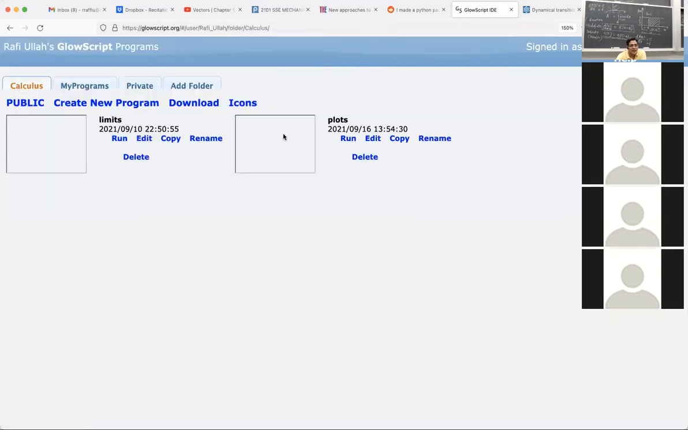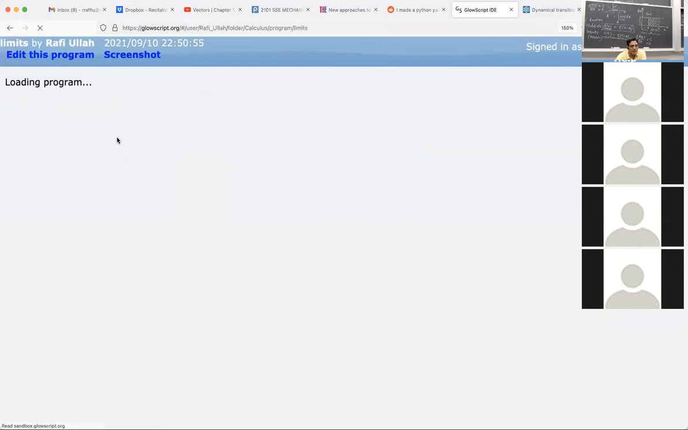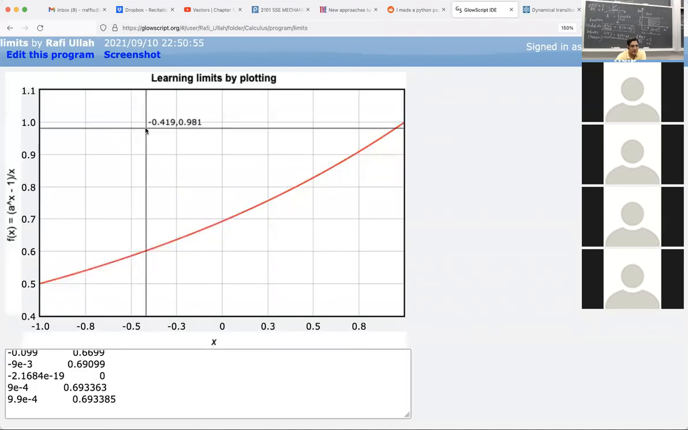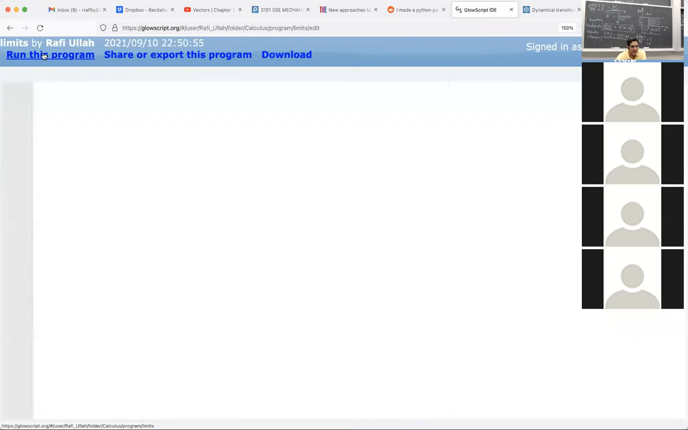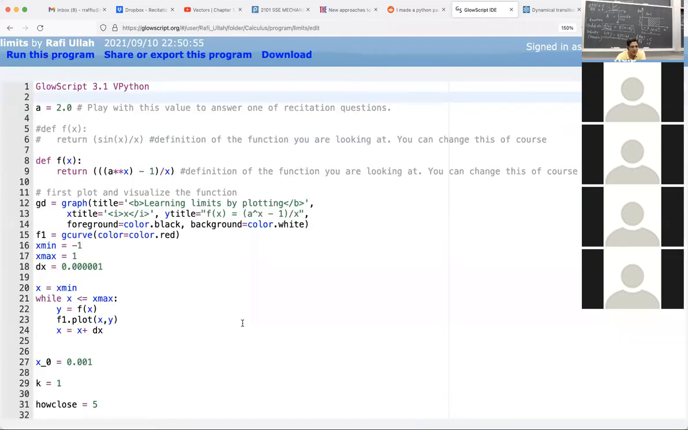Okay, so this was about the plots, and the second is about limits. So it has already run it. Let me just go over the program again. So here we have this question that was asked on Piazza as well, and there is a response. If you are stuck, you can have a look at it.